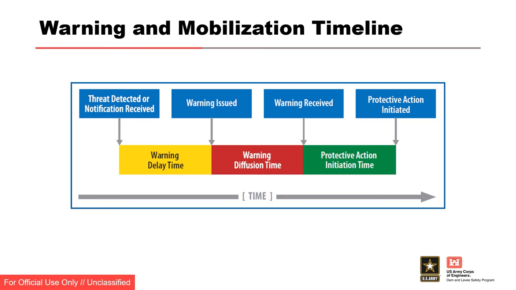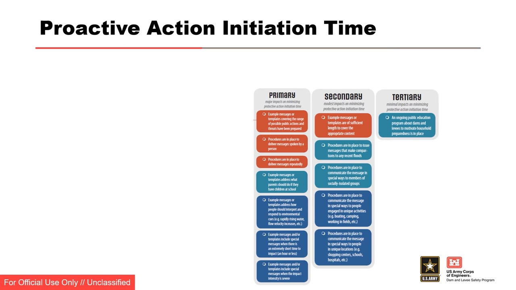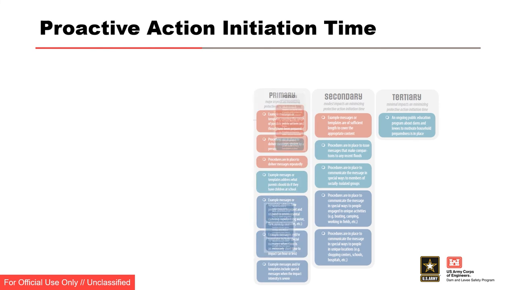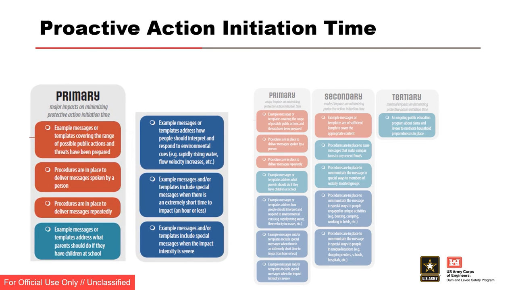This shows the warning and mobilization timeline. Understand your community. Warning channels need to be tailored to population at risk. There is no magic bullet. The flowchart here shows the protective action initiation timeline.